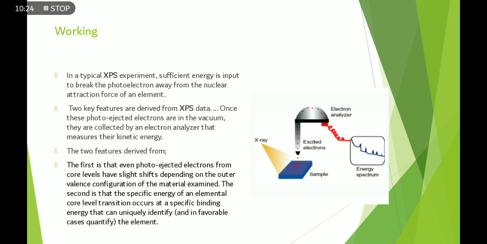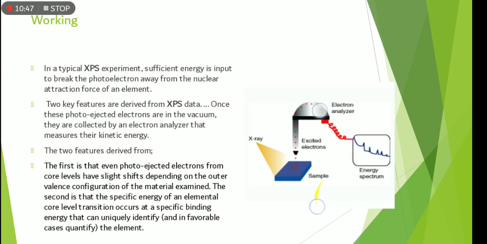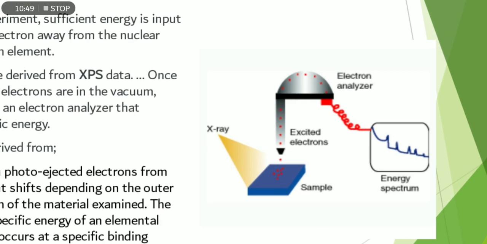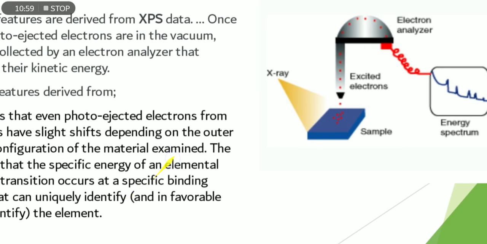The two features derived: first, photo-ejected electrons from core levels have a shift depending on the outer configuration of the material examined. Second, the specific energy of an element's transition occurs at a specific binding energy in favorable cases. There is a diagram where we can see a sample and X-ray source, and the energy spectrum graph. In the electron analyzer, electrons are excited from the sample and pass through the electron analyzer.